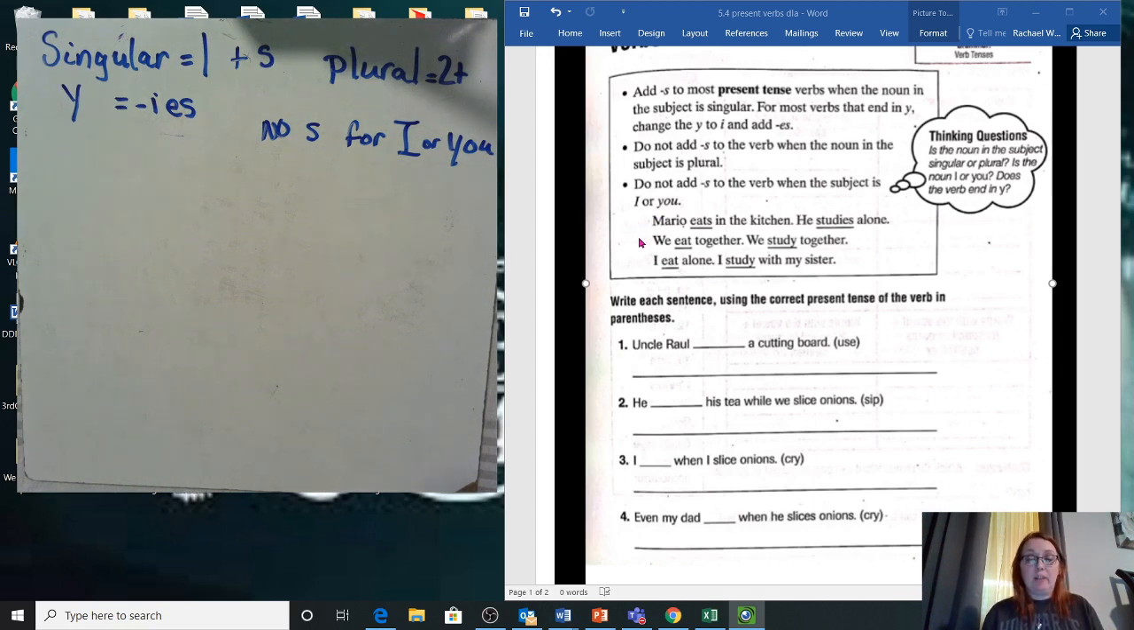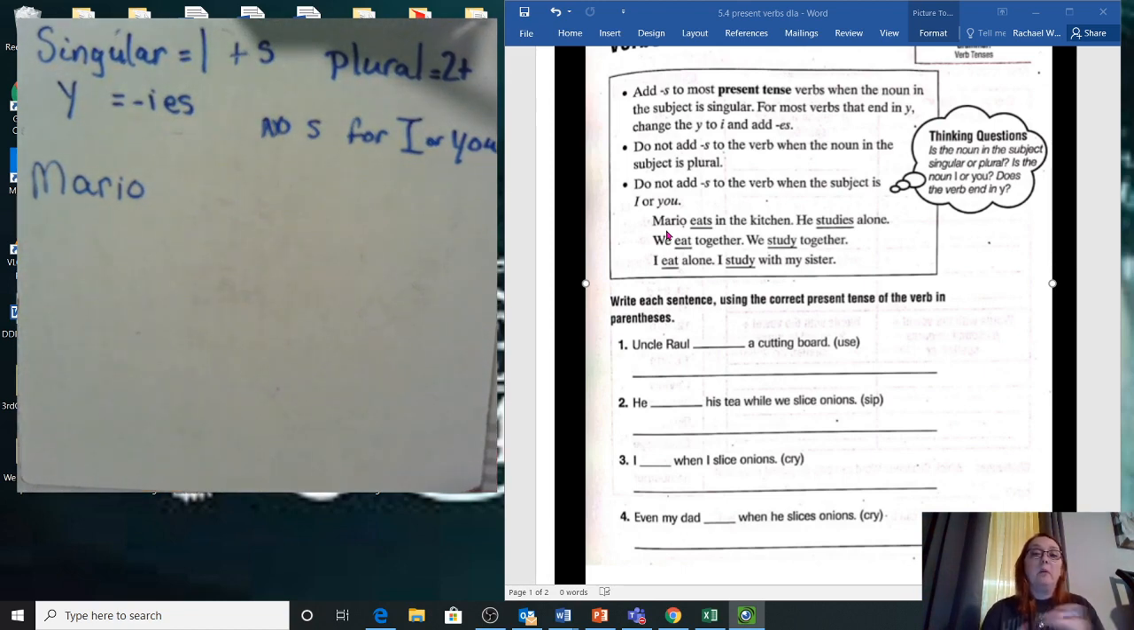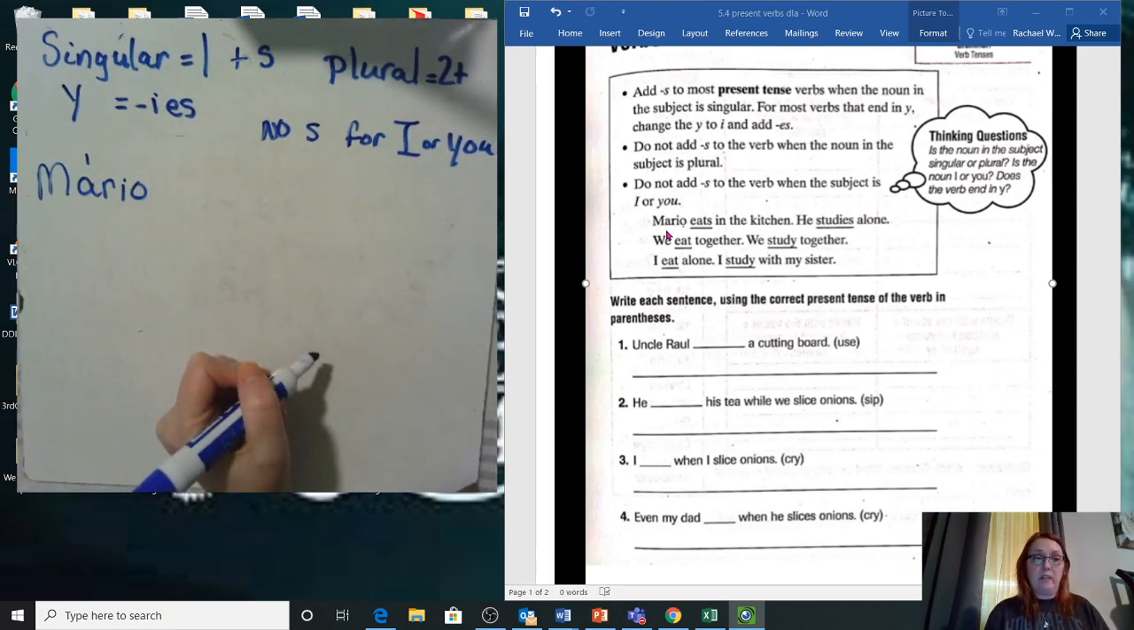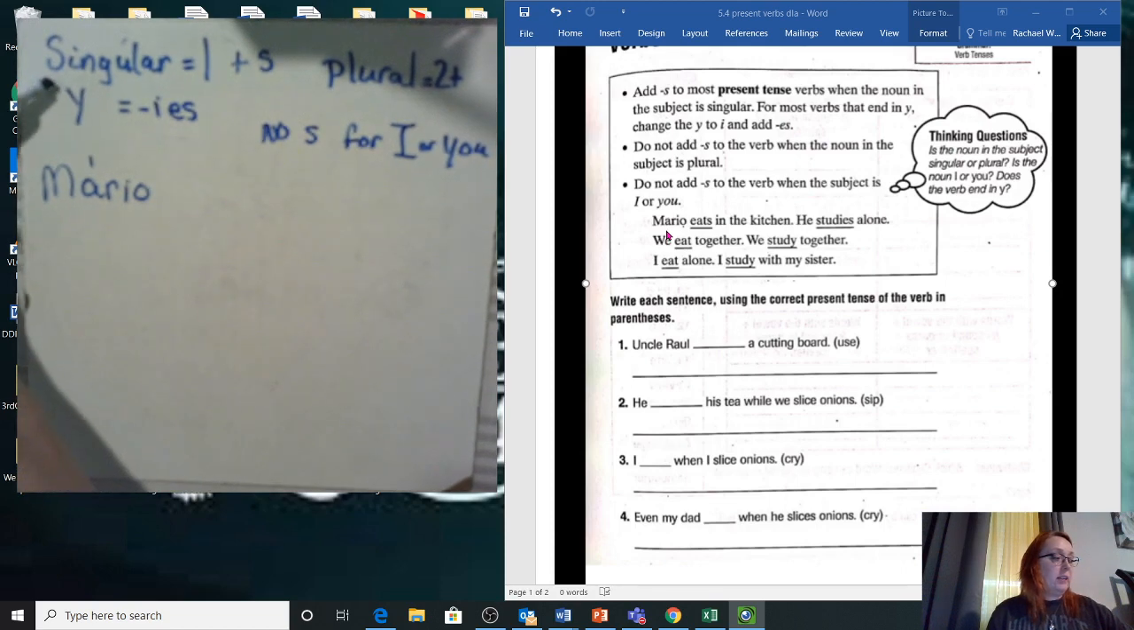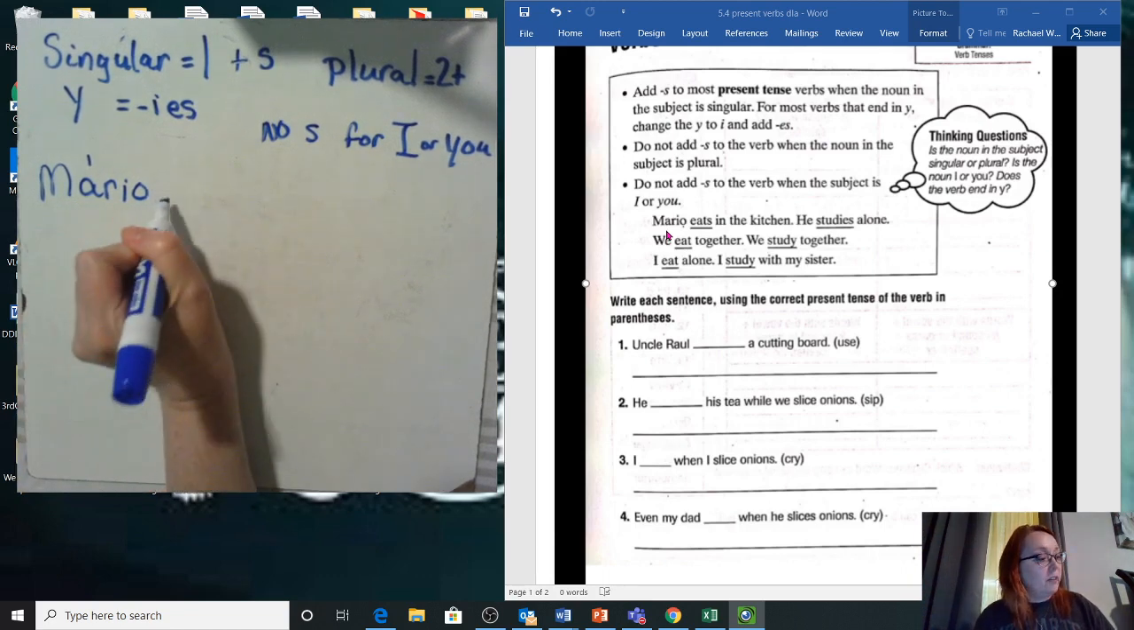Mario eats in the kitchen. So if Mario eats, what's our subject? The subject happens to be Mario. Is there more than one Mario? Let's figure that out first. Is he singular or plural? He is singular. There's only one Mario, right? So he's only one person. Mario eats. If he's singular, do we add the S? Yes, we do.